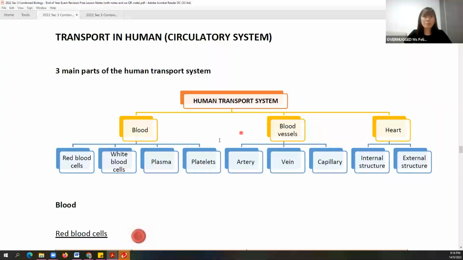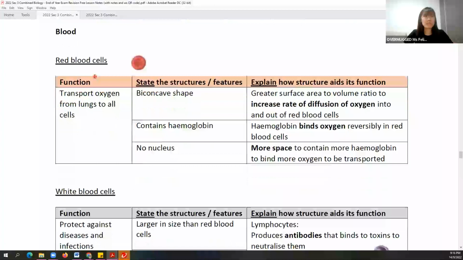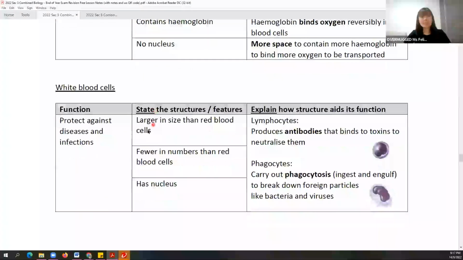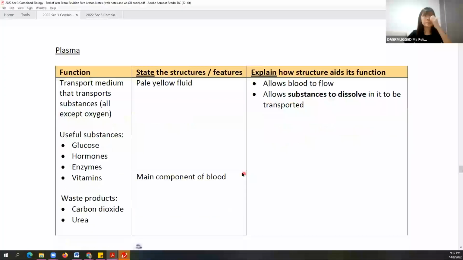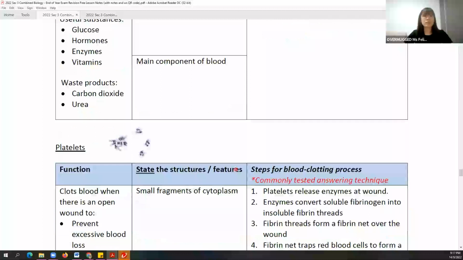For the blood and blood vessels, I will leave it to you to study on your own because I've already structured the answer very nicely. You look at the question. If they ask you to state, you just write this column. If they ask you to state and explain, you write both columns. I already listed out the answer nicely for you, so it's very easy to study. You just study it on your own. These are for the 4 substances.